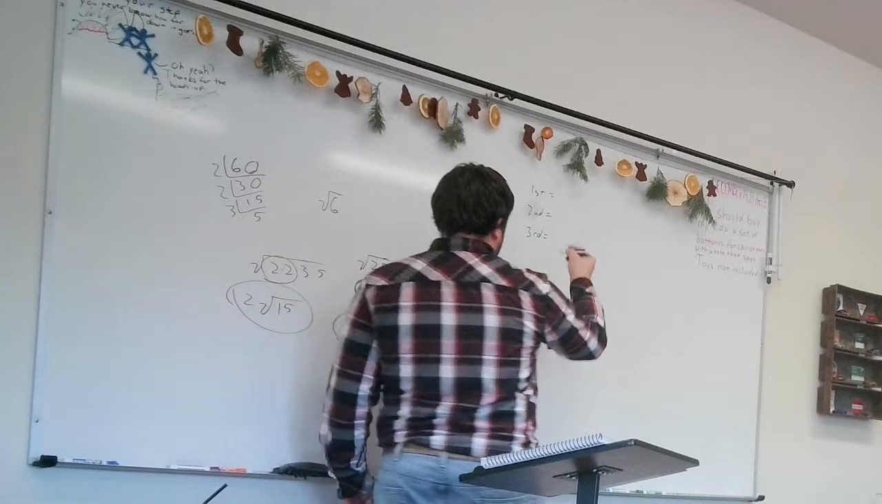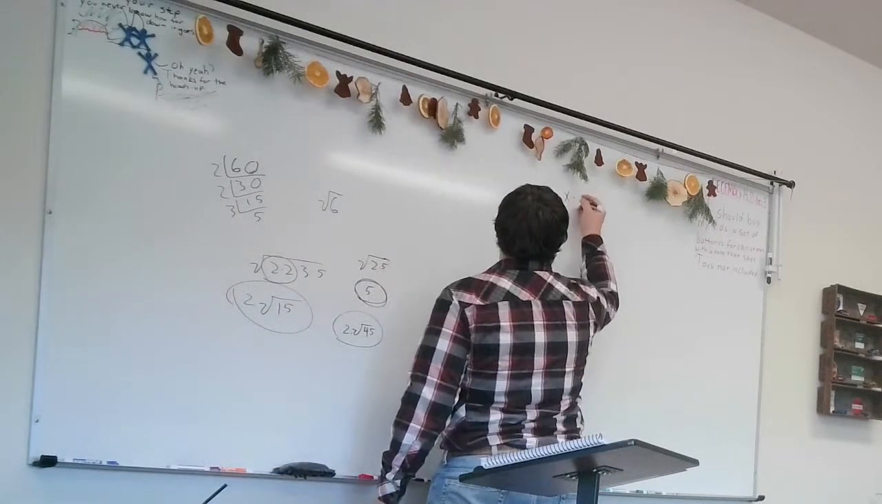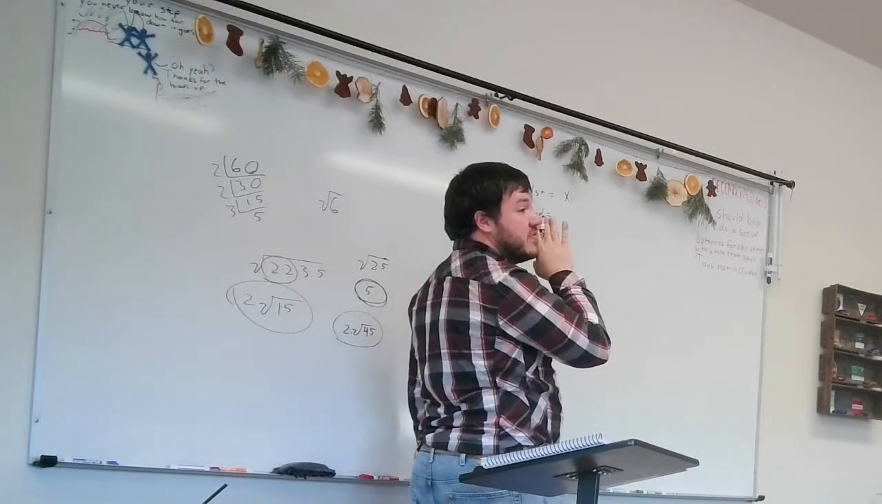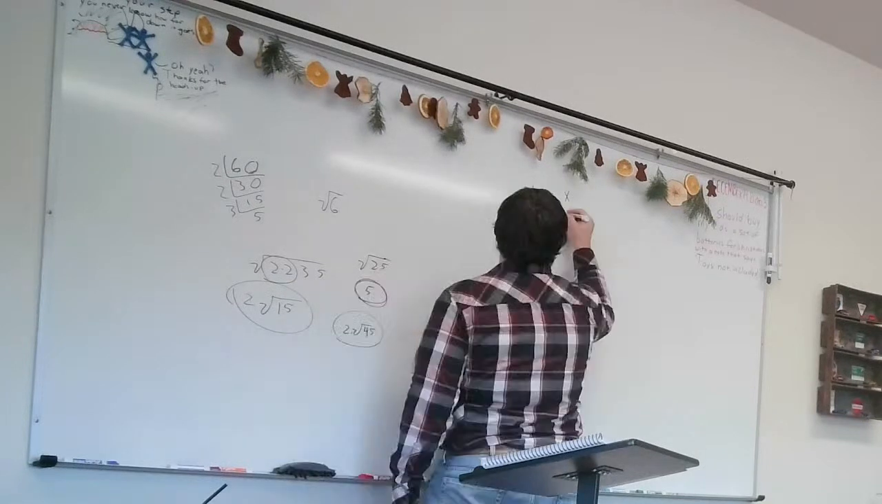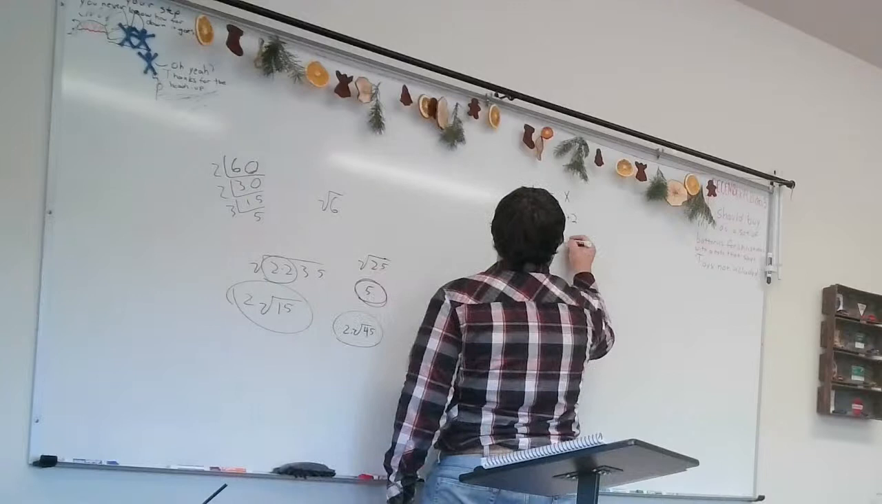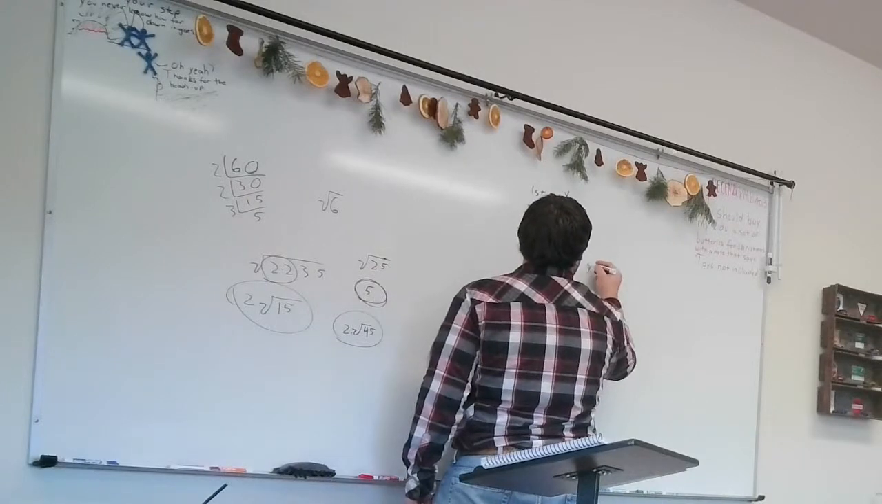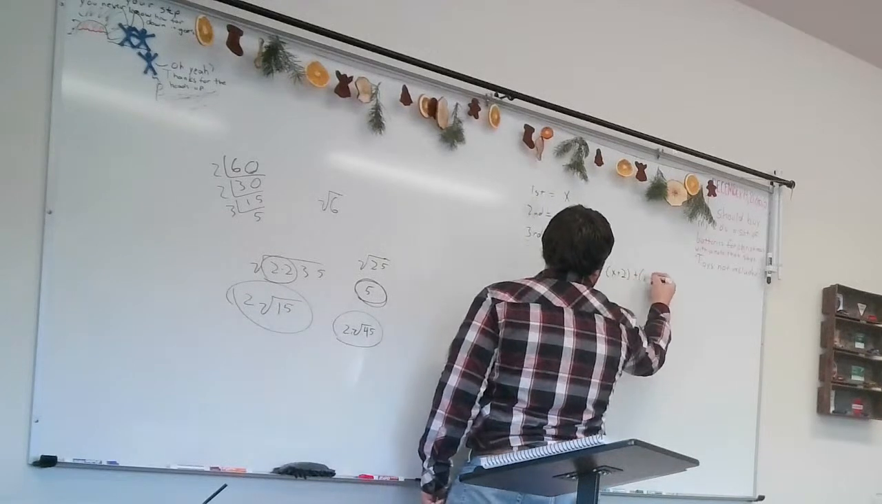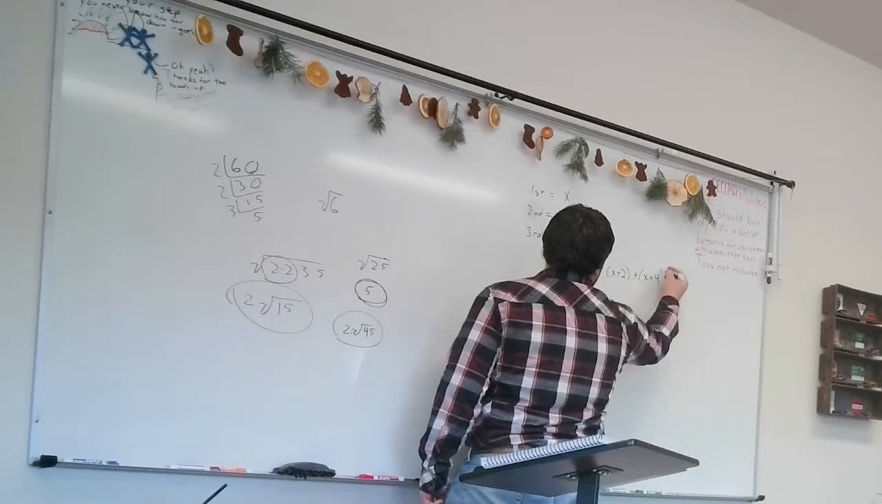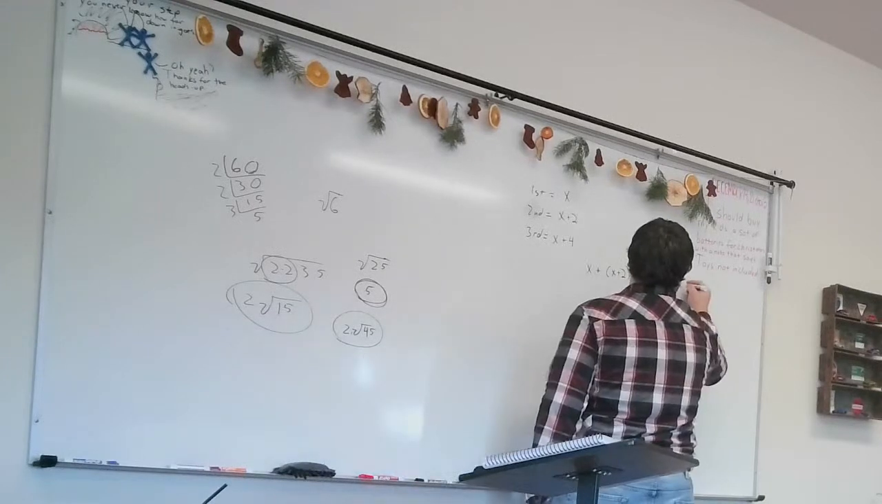So our first one is going to be x. These are consecutive even numbers. So x, x plus 2, and x plus 4. So we're at x, and then you go plus x plus 2, and then you go plus x plus 4 equals 180. That's correct. That's how that's set up.